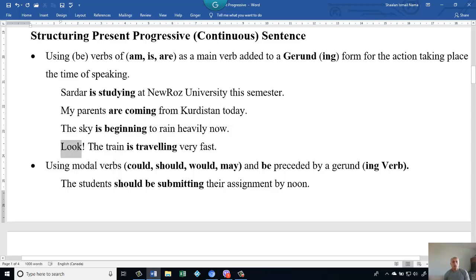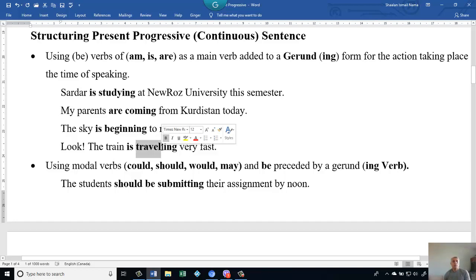Then we have here, look, the train is traveling very fast. Then we have the signal for now. Look. The train is the subject, is is the auxiliary verb or be verb, but acting as a main verb. Then we have traveling, the verb with ing form.